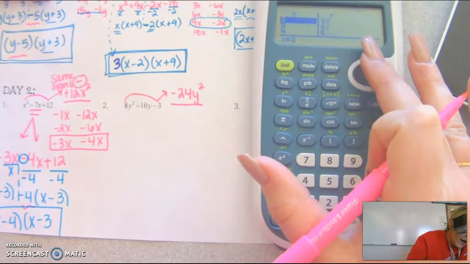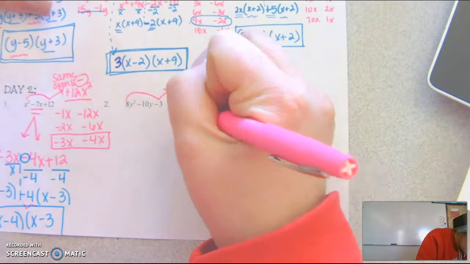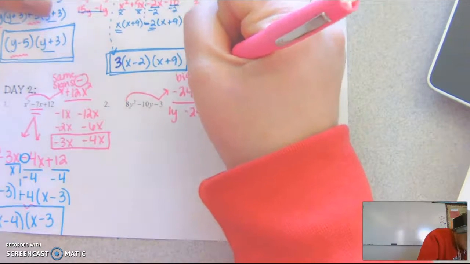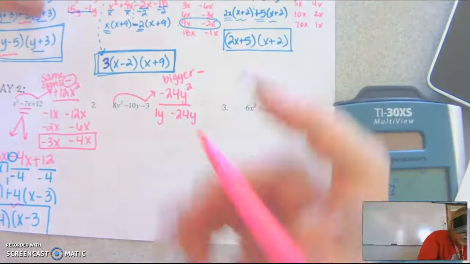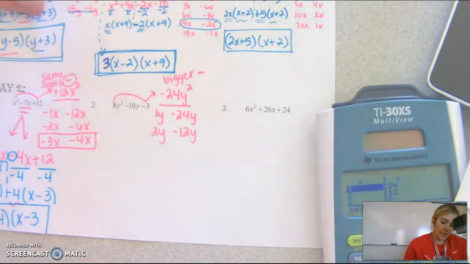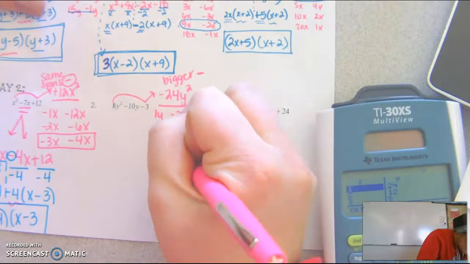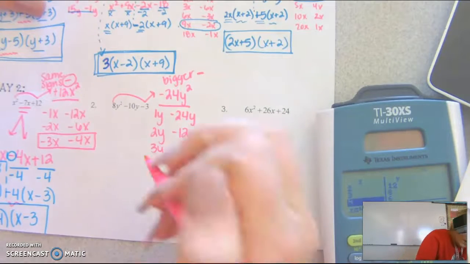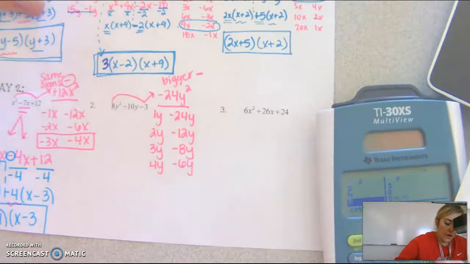So let's start at the top. The first thing I have is 1y and negative 24y. Remember, we want our bigger number negative. Then I have 2 and 12, so I have 2y and negative 12y. I have 3 and 8, so 3y and negative 8y, and then 4y and negative 6y. And I believe that's all we're going to get.